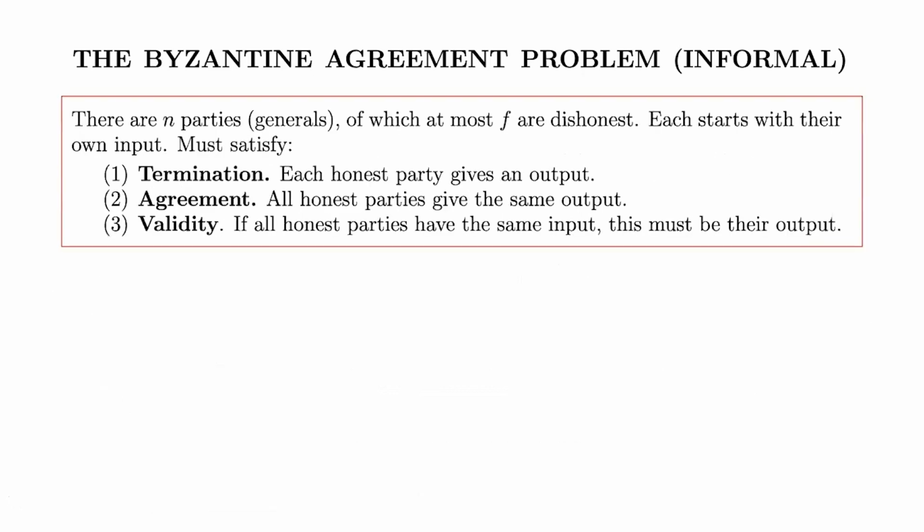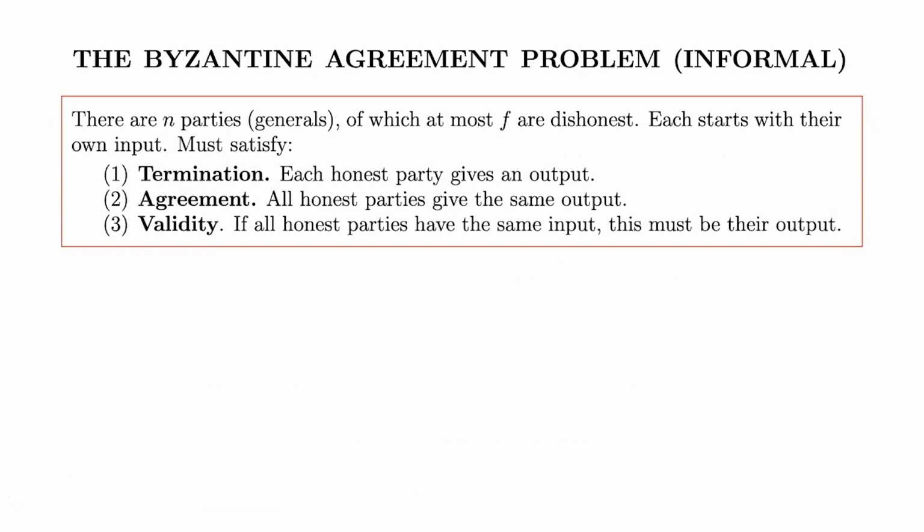First observation. What I've done here is restate the problem more succinctly, moved it to the top of the slide, and put a red line around it. I've also introduced some more terminology. I'm always going to use N for the number of parties, the number of generals, and F is going to be some upper bound on the number of dishonest generals.